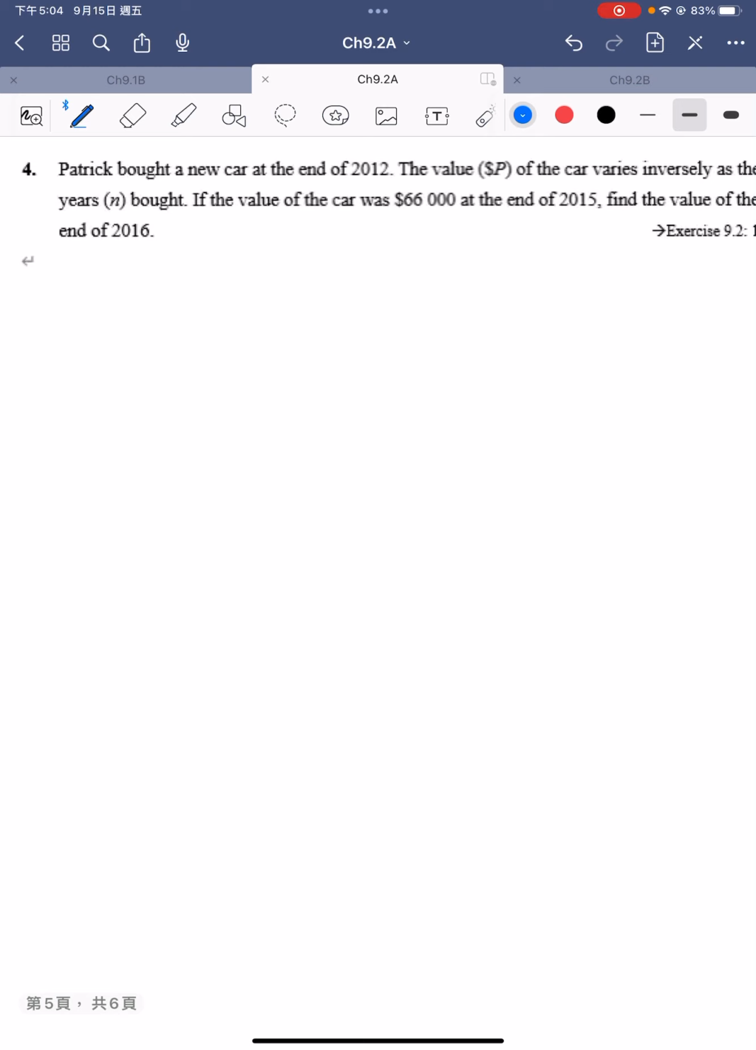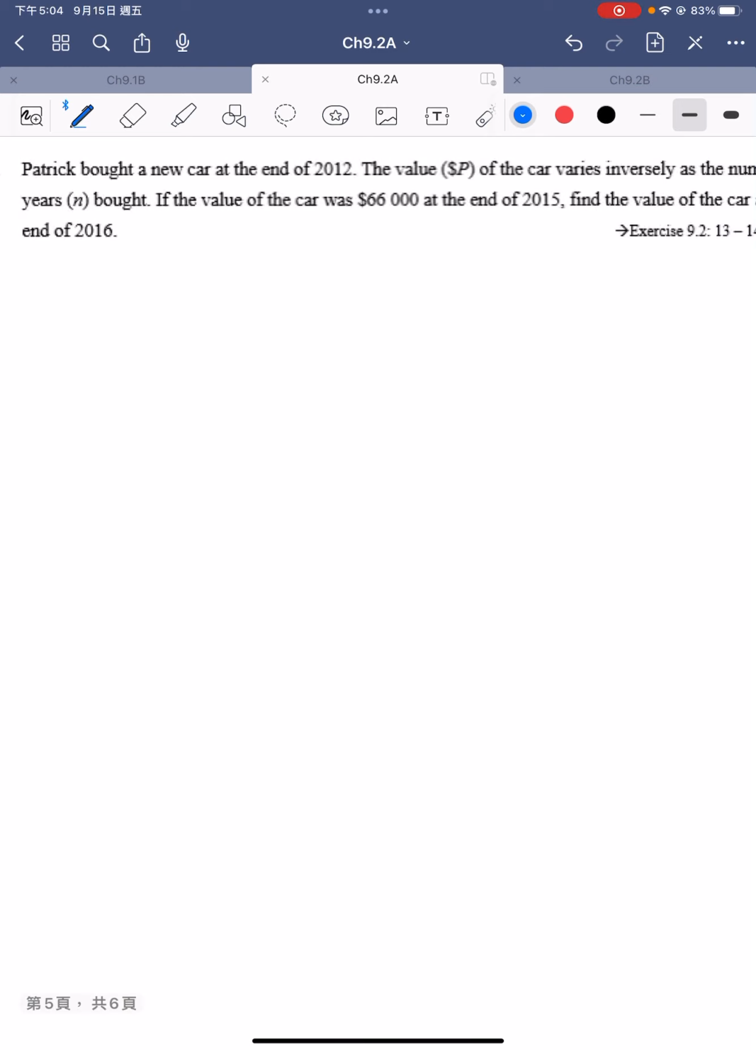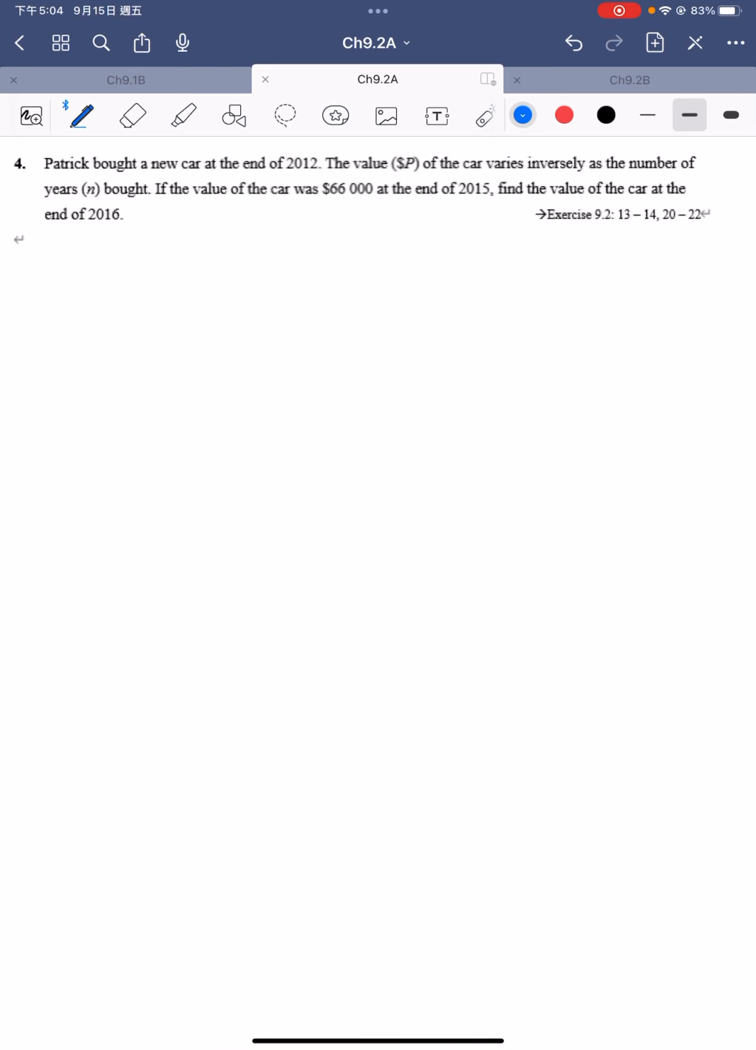This question is a little bit tricky because it is a wording question and there are some tricky places we need to be clear about. They said Patrick bought a new car at the end of 2012. The value P of the car varies inversely as the number of years since he bought it. If the value of the car was 60k at the end of 2015, we need to find the value of the car at the end of 2016.